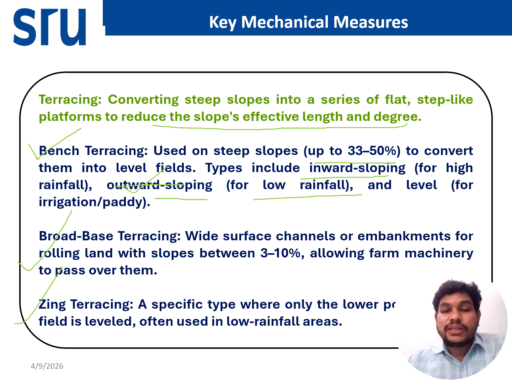Then broad-based terracing, where a wide surface channel or embankment is constructed in rolling land with a 3 to 10% slope, which allows farm machinery. In zing terracing, we divide the field into two zones. The upper zone allows the water to erode, and in the lower zone, we trap that water.